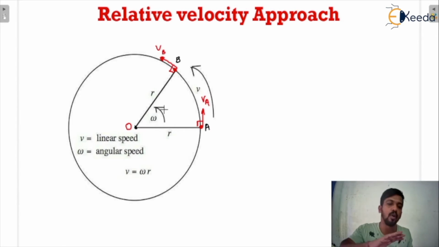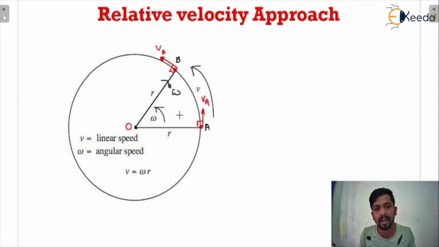If omega is in the clockwise direction like that, the direction of the velocity of both the points will change and be in the opposite direction, but it will remain perpendicular to the radius. This is VA.